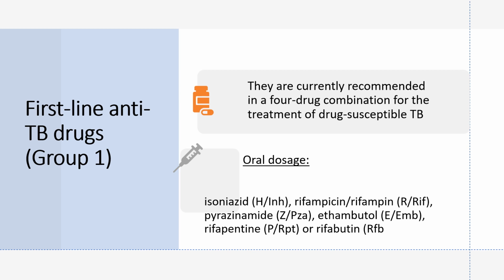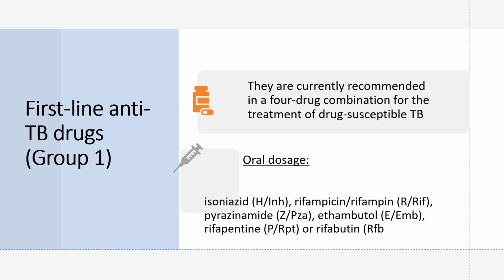Now we have the first line of TB treatment. They are currently recommended in a 4-drug combination for the treatment of drug susceptible TB. These drugs need to be given in combination. There is monotherapy, but it will always result in resistance in most cases because of resistant strains. So in this context, a first-line drug refers to a medication that is considered the most effective and reliable choice for the initial treatment of TB. They have been extensively tested and proven to be safe and highly effective against non-resistant strains. Now, non-resistant strains, because usually the first line treatment is expected to be able to eradicate these bacteria.